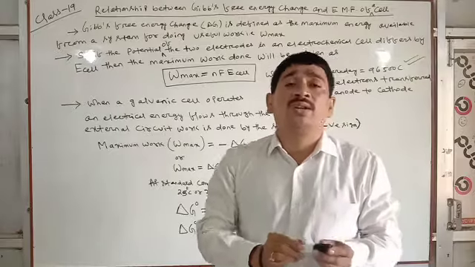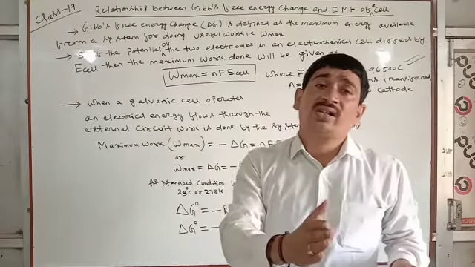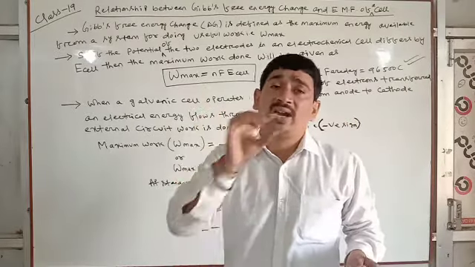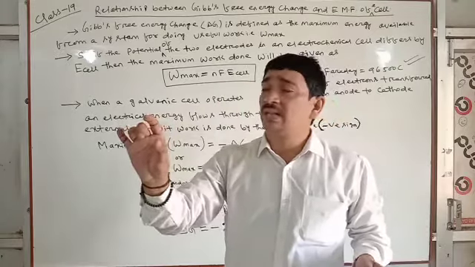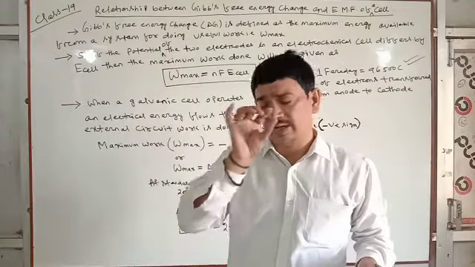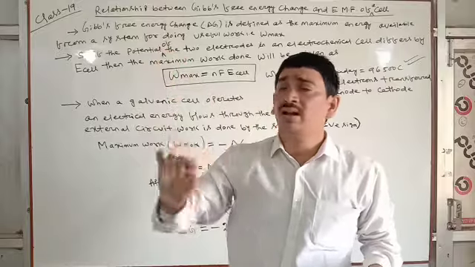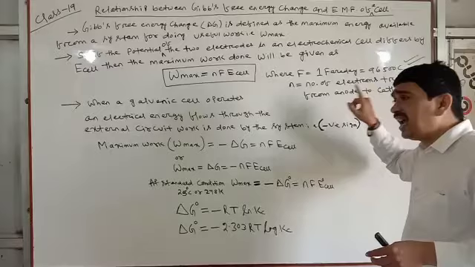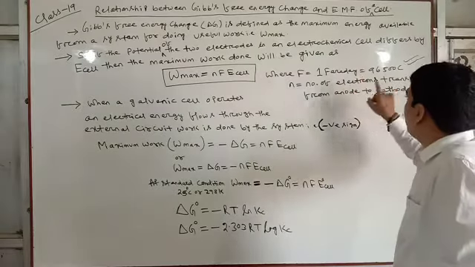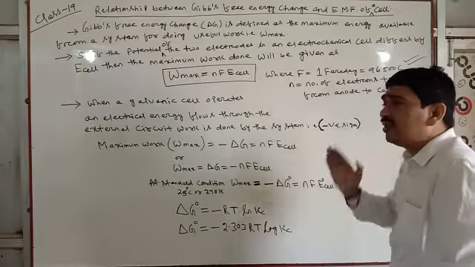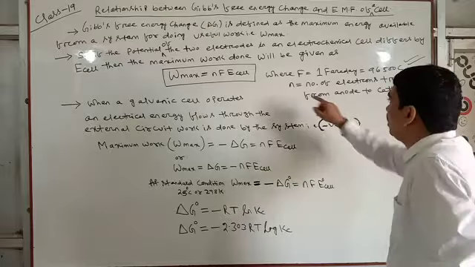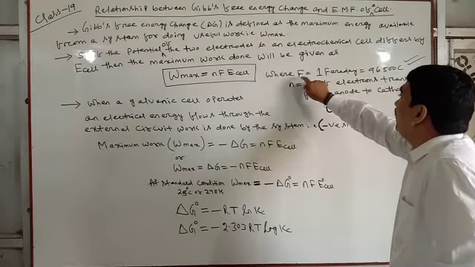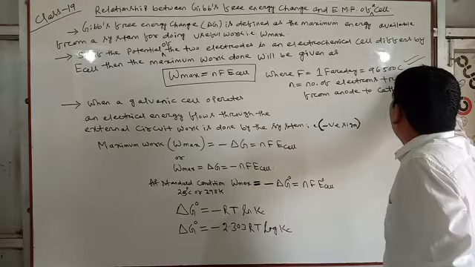At the anode there is always oxidation, at the cathode always reduction. Anode: loss of electrons. Cathode: reduction, gain of electrons. So what is n? n is the number of electrons transferred from anode to cathode. That is n. Faraday F equals 1 Faraday, 96500 coulomb.